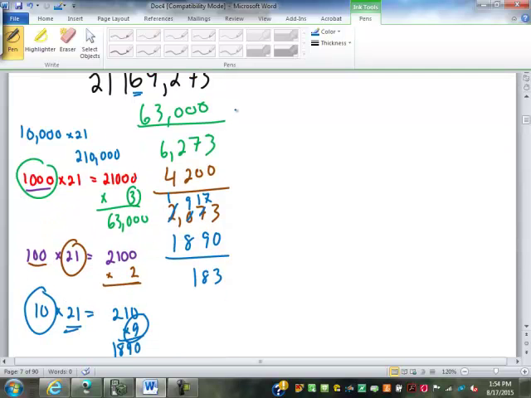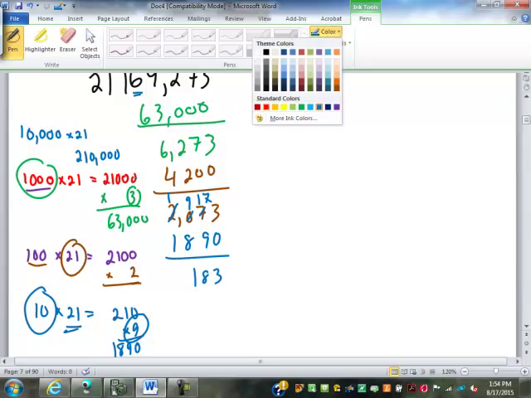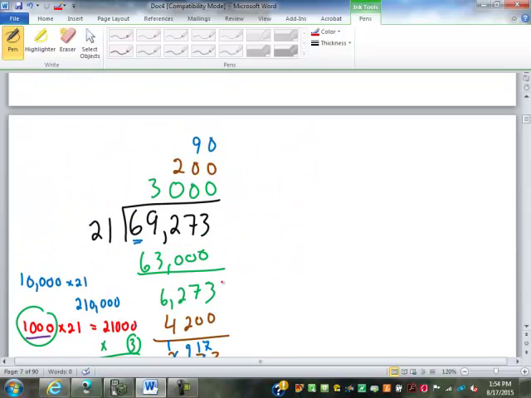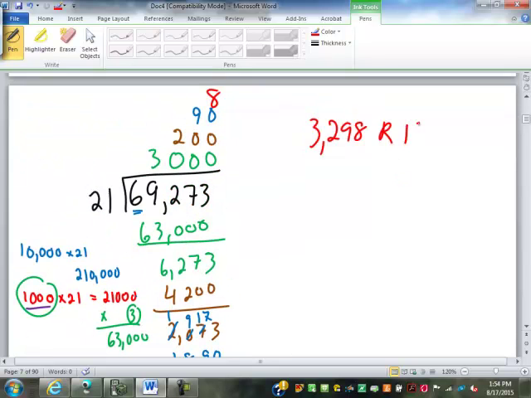And finally, I'm just subtracting 21. How many times does 21 go into 183? Will it go 9? Not quite. We'll only go 8. That's 168. There's 15 left over. So I just subtracted it 8 more times. So I have 3,298 with a remainder of 15. That's my long division.